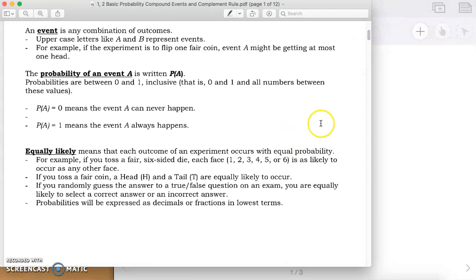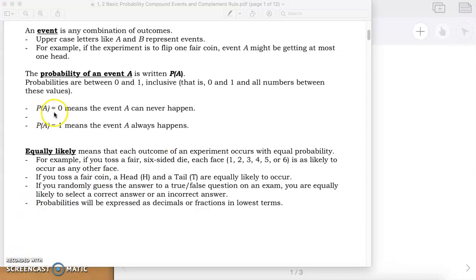The probability of an event A is written P(A), or probability of A. Probabilities are between 0 and 1 inclusive. That is 0 and 1 and all the numbers between the values. The way to think about this is that if something has a 0% likelihood of happening, its probability is 0. If something is 100% likely to happen, its probability is 1. So P(A) equals 0 means that the event can never happen, and P(A) equals 1 means that the event always happens. For example, if I flip a coin, the probability of heads or tails on one flip is 1, because it has to land on heads or tails.